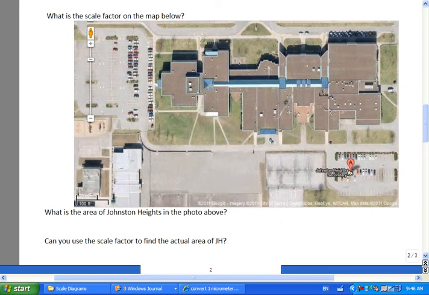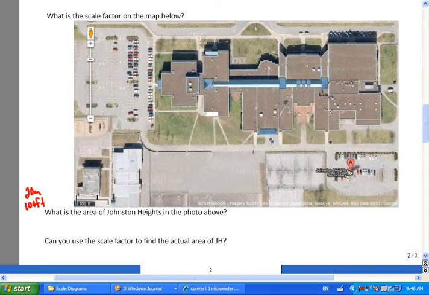We're going to try to use the diagram to figure out the scale factor. So let's walk through this here, and I'll show you how this goes because I'm going to ask you to do something similar for your homework. What's the area that Johnson Heights sits on? This is 20 meters on top, and this is 100 feet on the bottom.